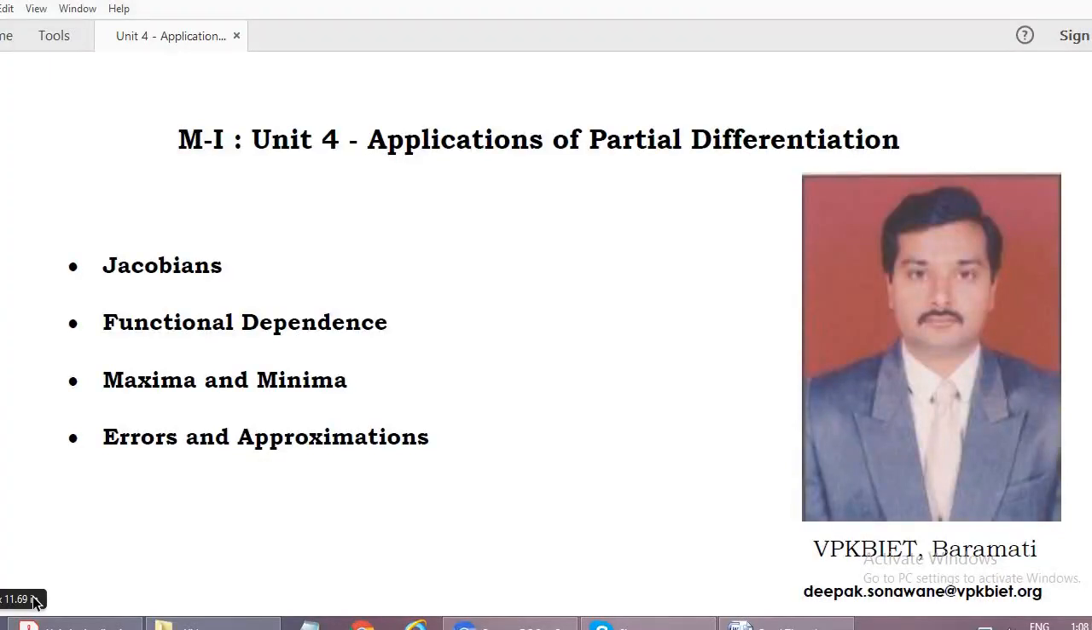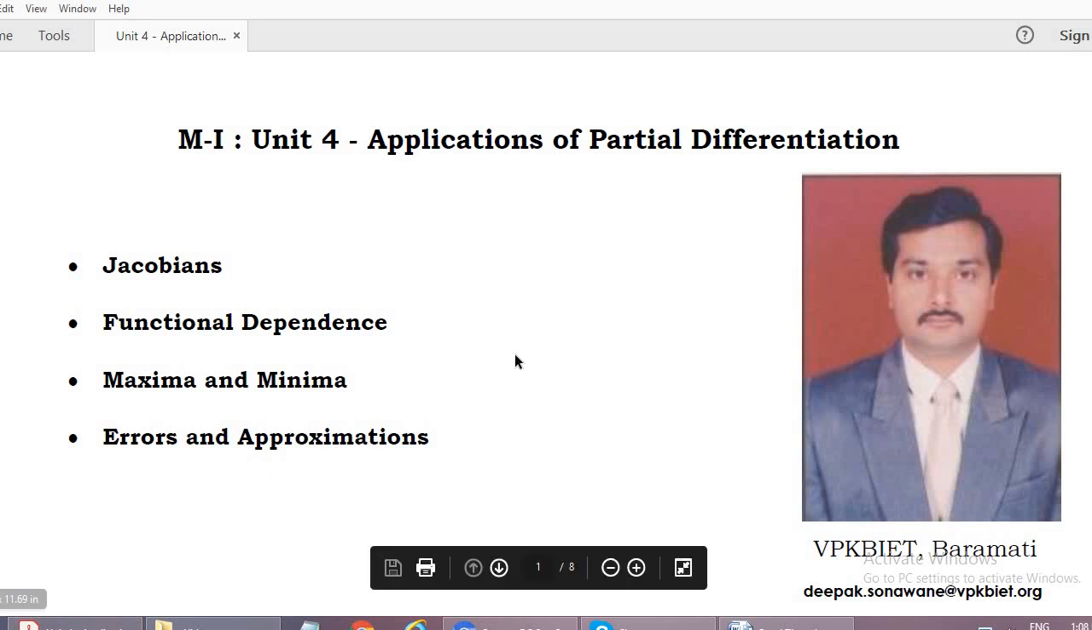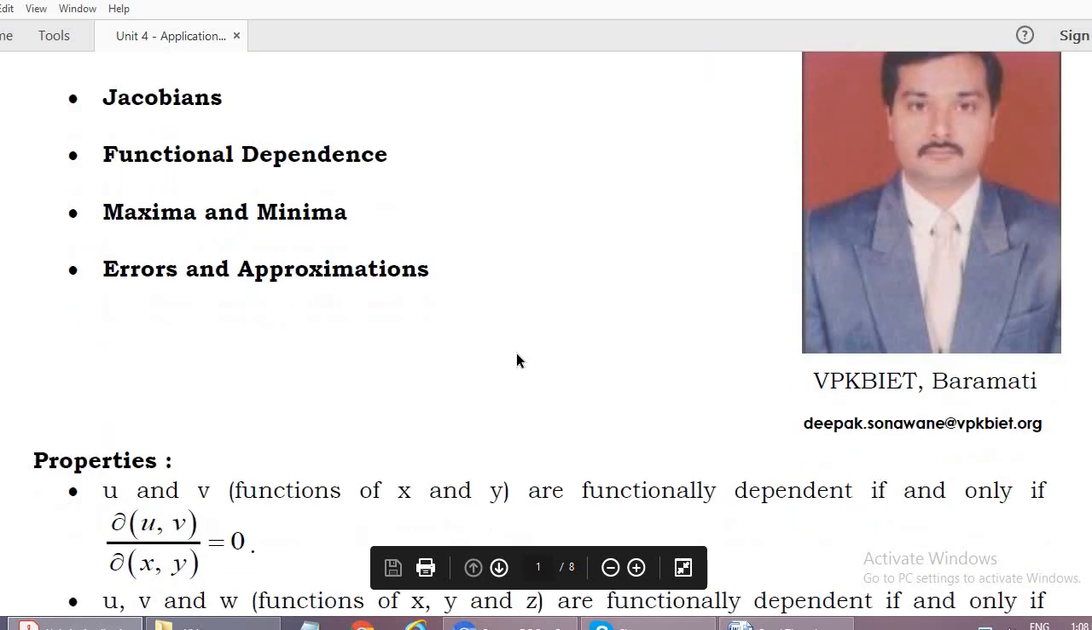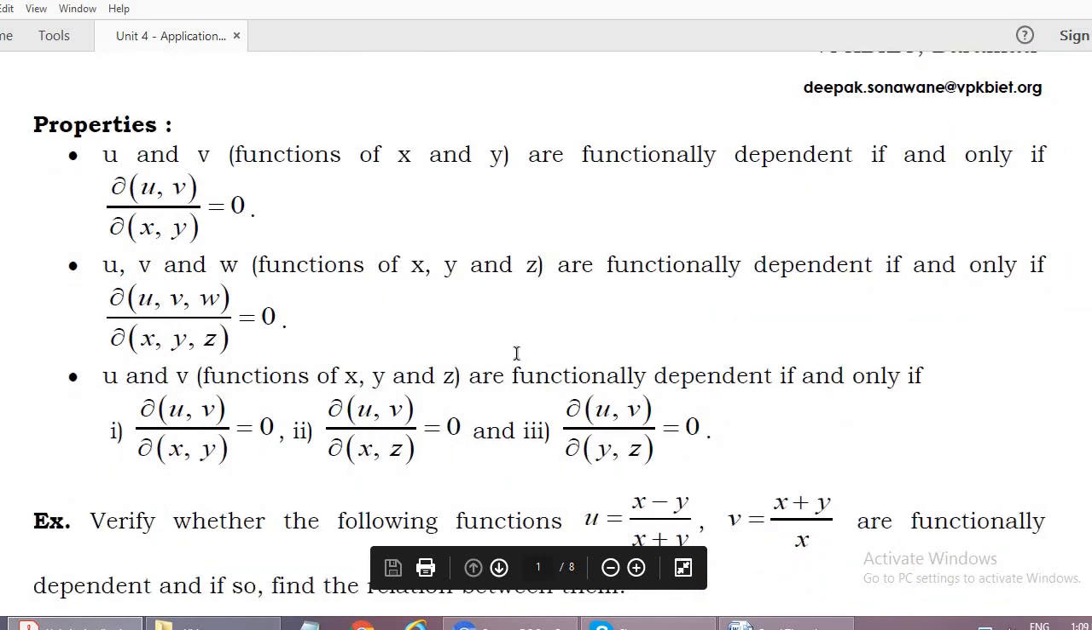In unit number 3 we have studied partial differentiation. Now unit number 4 is applications of partial differentiation, in which we are supposed to learn Jacobians, functional dependence, maxima and minima for a function of two variables and later of three variables, errors and approximations. In this session let us discuss functional dependence properties.